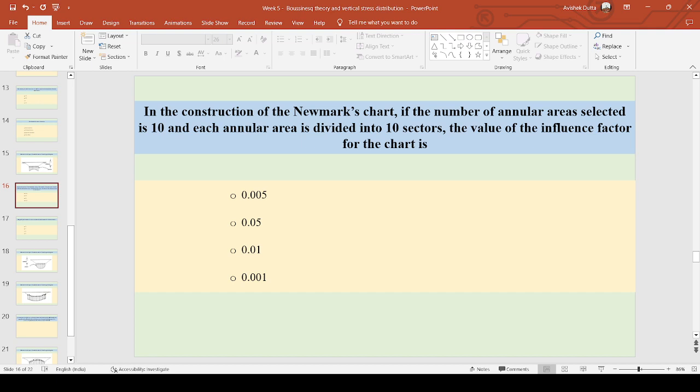In the construction of the Newmark's chart, if the number of annular area selected is 10 and each annular area is divided into 10 sectors, the value of the influence factor for the chart is. The options are 0.005, 0.05, 0.01, and 0.001. Go to the next question.